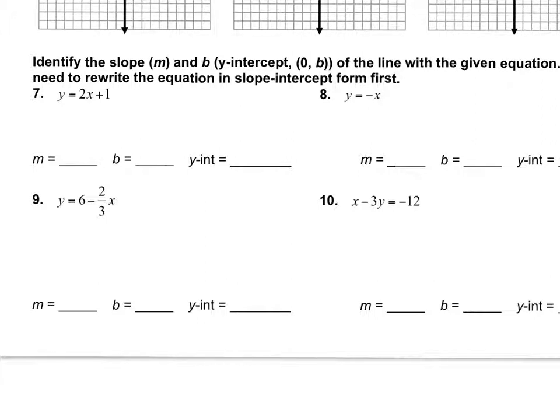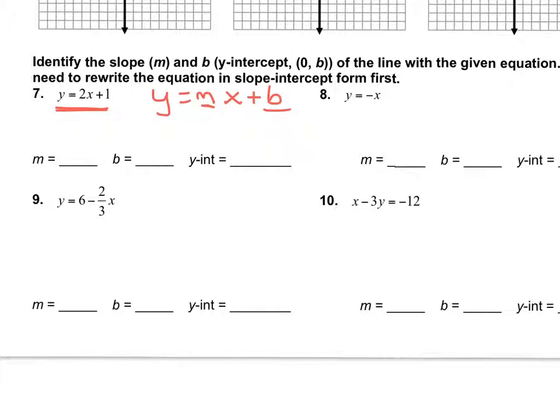All right, so we must remember this: y equals mx plus b. That is the slope-intercept form, and that's what we're going to be talking about. So remember that the m is what? The slope. What is the b? The y-intercept. On number 7, it's really easy because they give it to you in that form.